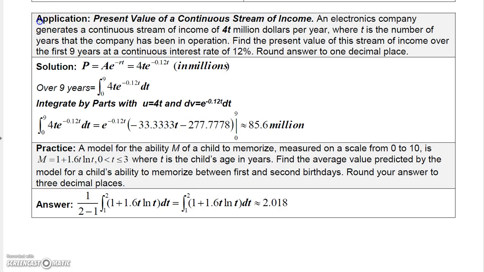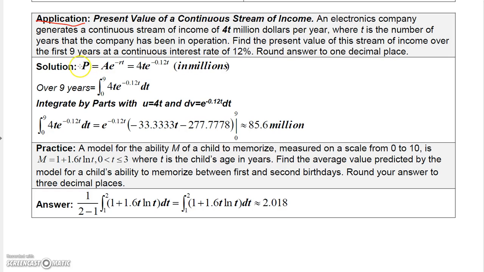Okay, let's finish with a couple of applications. This is a present value of a continuous stream of income. An electronics company generates a continuous stream of income of $4t million per year, where t is the number of years that the company has been in operation. Find the present value of this stream of income over the first 9 years at a continuous interest rate of 12% and round to 1 decimal place.